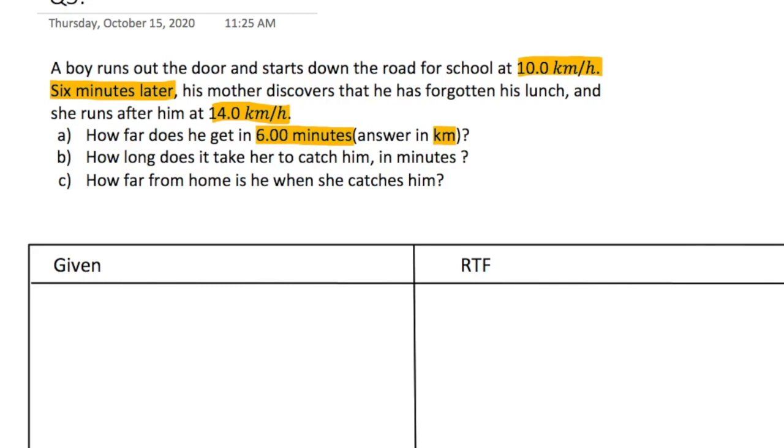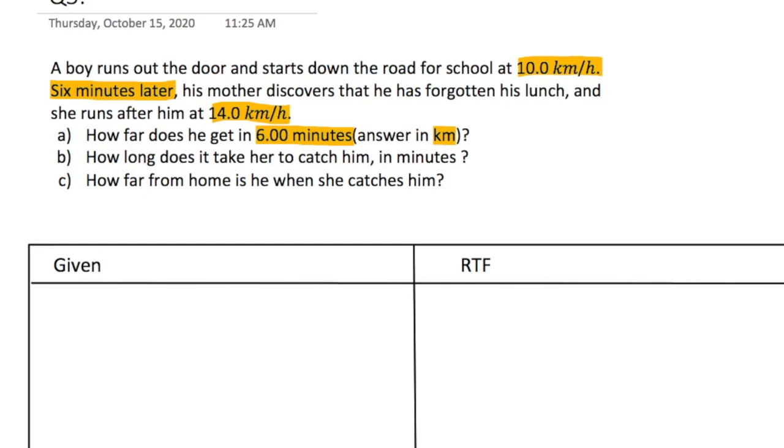So how long does it take her to catch him in minutes? Okay, no new numbers there. And how far? Okay, so far, here are the numbers. We've got a speed of 10 kilometers per hour associated with the boy. We have a 6-minute difference between when the mom starts and when the boy starts. And we have a speed of the mom, which is 14 kilometers per hour.